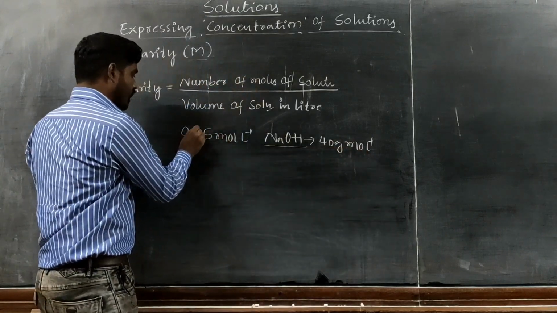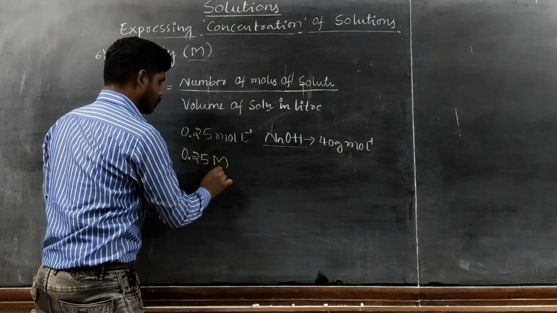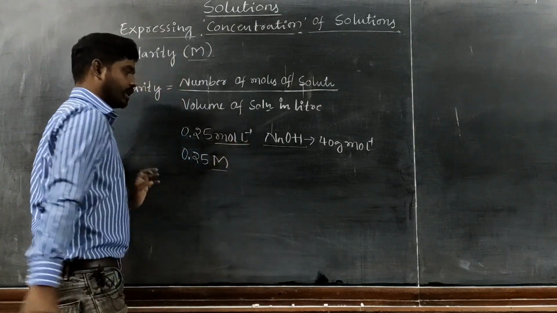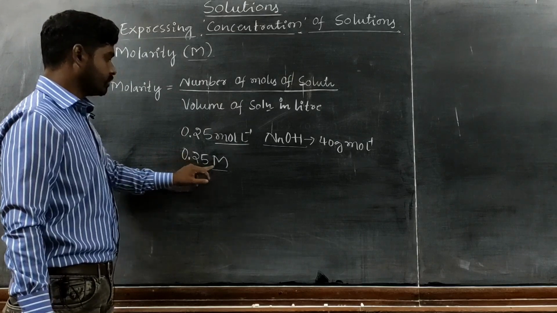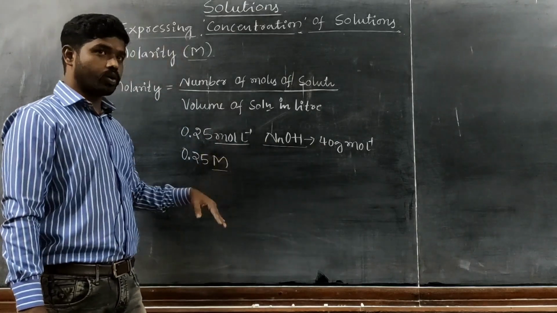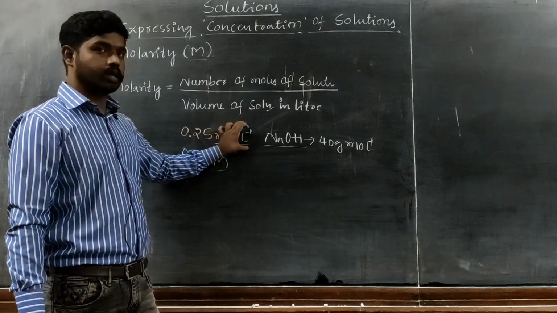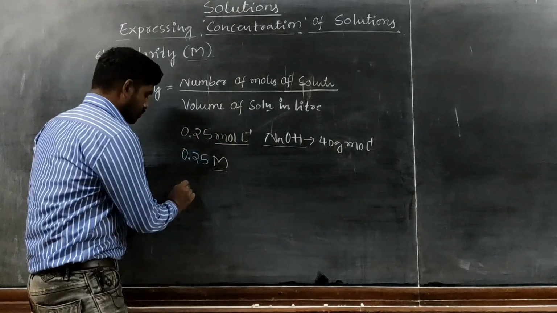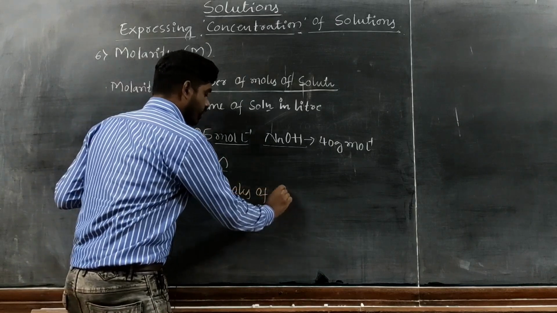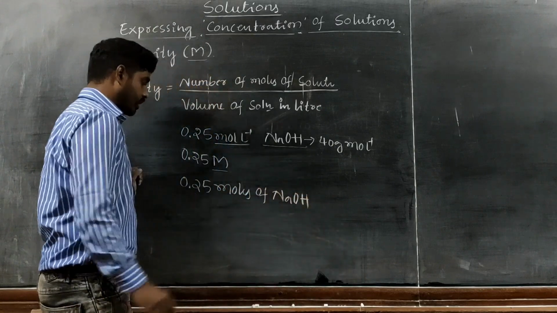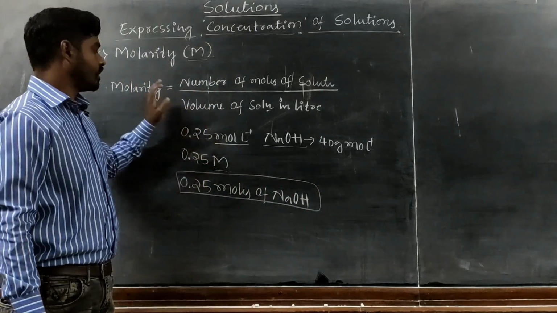So 0.25 mole per liter can also be written as 0.25 M. So mole per liter or capital letter M, both are the same. So this means that 0.25 moles is dissolved in 1 liter of water. So that will give you 0.25 mole per liter. So 0.25 moles of NaOH is dissolved in 1 liter of water.